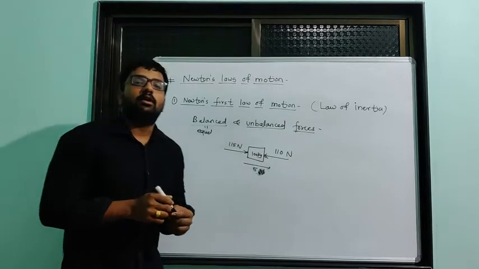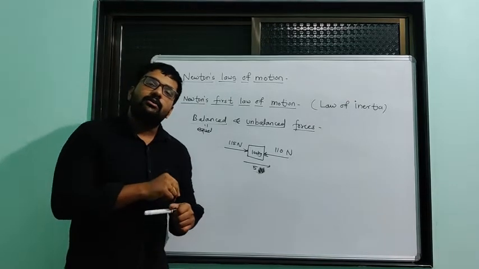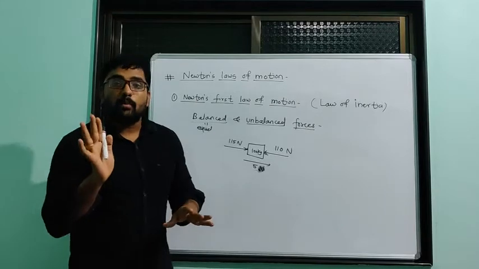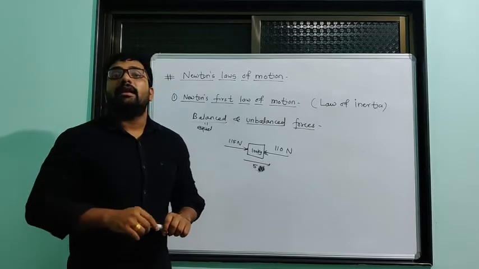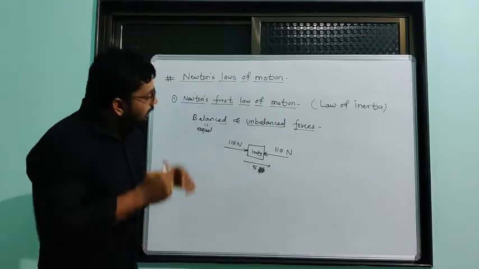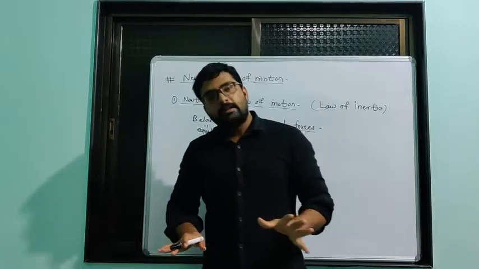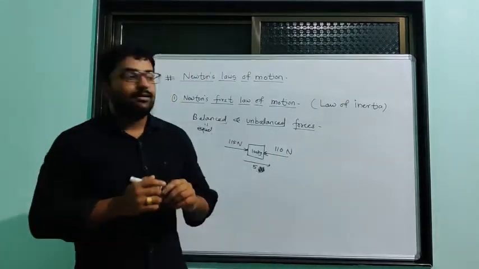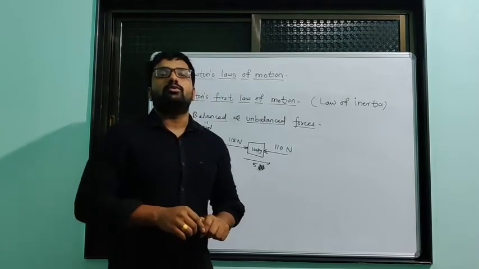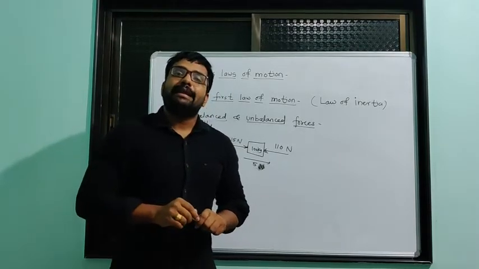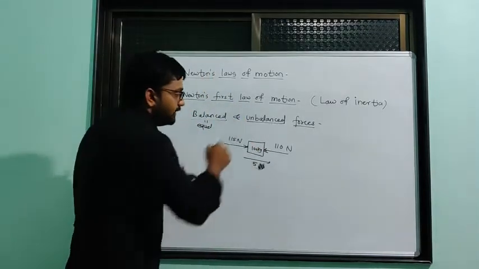So the statement of Newton's first law is: every inanimate object continues in its state of rest or state of motion unless it is acted upon by some external unbalanced force. What does that mean? Every object continues in its state of rest, whether it is at rest or whether it is moving. If you want to move a steady object or if you want to stop a moving object, then you have to apply some external force. But which force? Unbalanced.